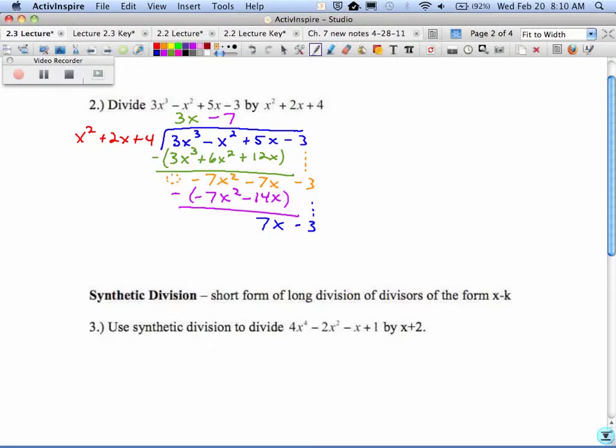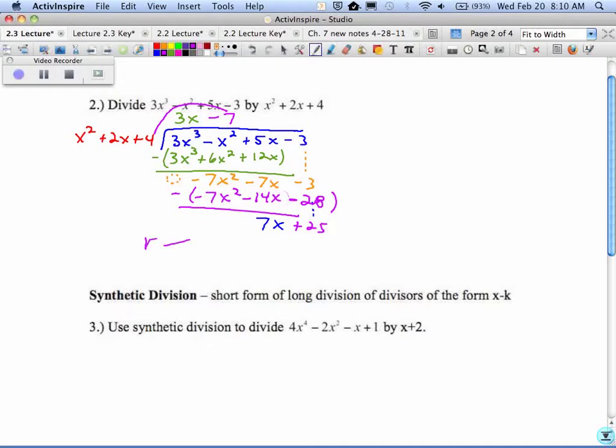Okay, so I need to go back to purple. I forgot to take the negative 7 times the 4, which would give me negative 28. Thank you. So the parentheses should not have been here. So then when you do this one, you would end up with negative 3 minus the negative 28, which is really plus 28, so we're getting plus 25. Anyway, so that's just a remainder.